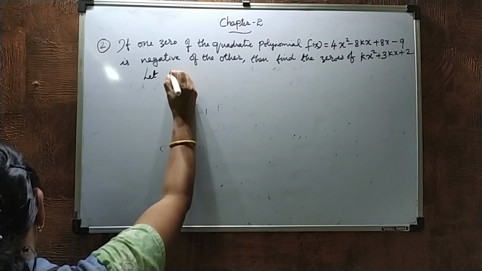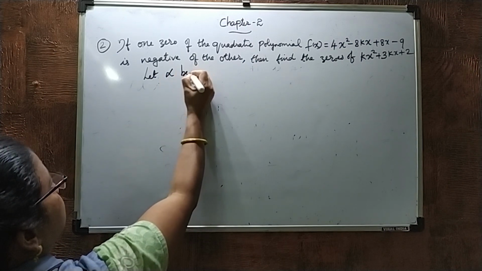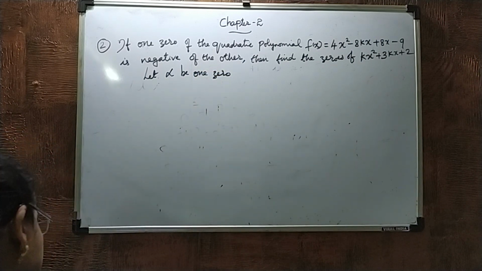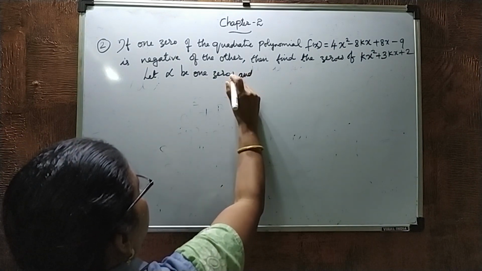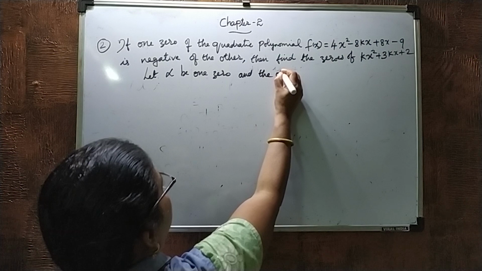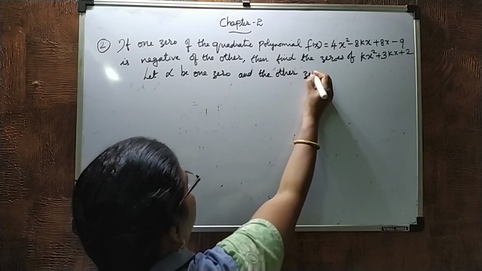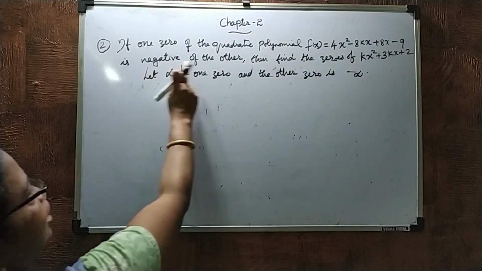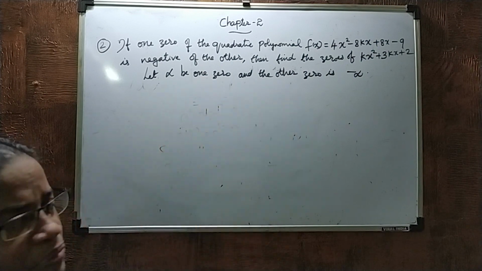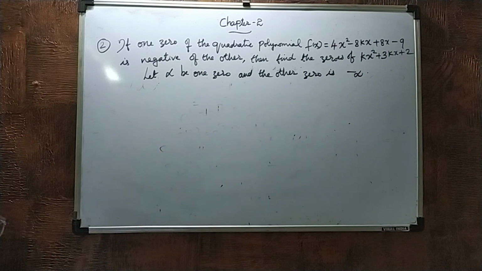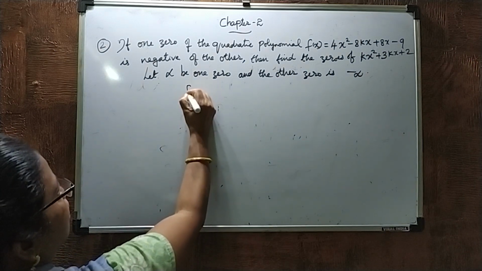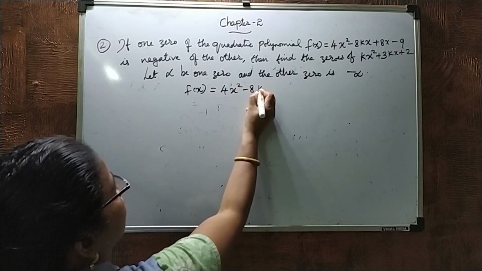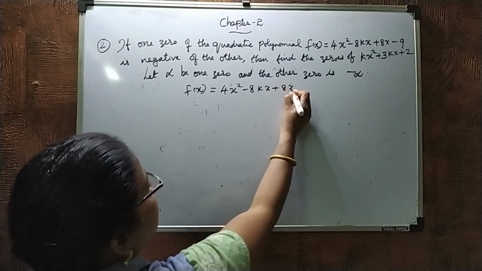Let alpha be one zero and the other zero is negative alpha. They told you negative of the other, that means if one is positive, the other will be negative. Now we have to start. They had given you the polynomial, so f(x) is given: f(x) = 4x² − 8kx + 8x − 9.